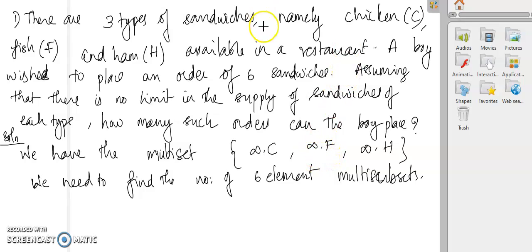Now we can represent these repetitions in another way. Then using a bijection we can find out the number of elements in this multi-subset. So let us take an example of a few orders. Some of the different orders are as follows.